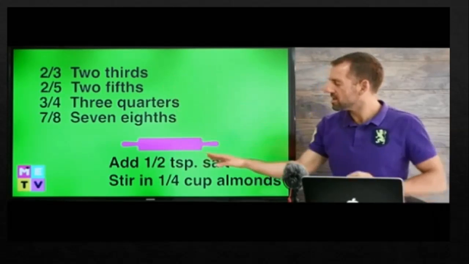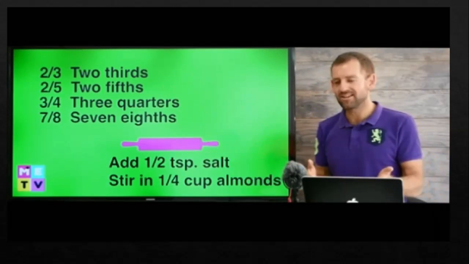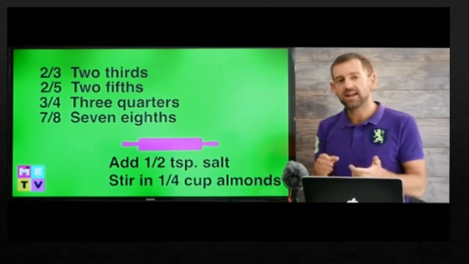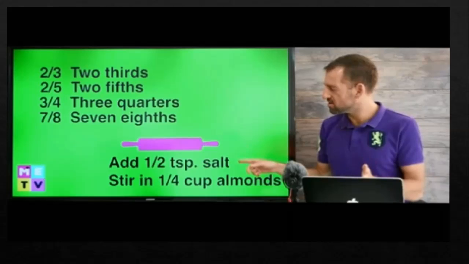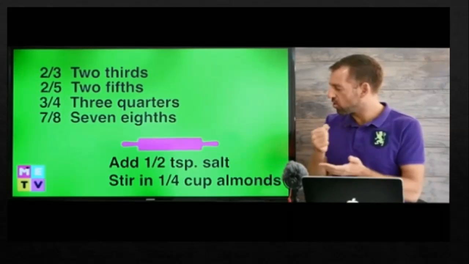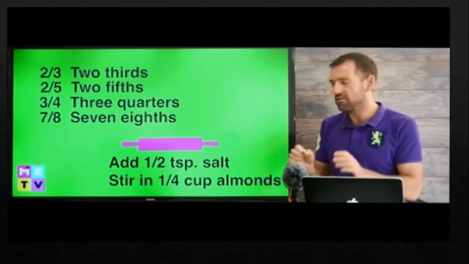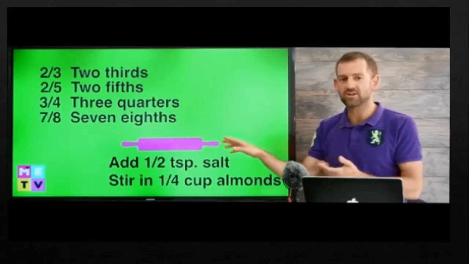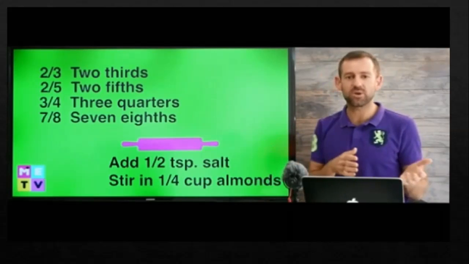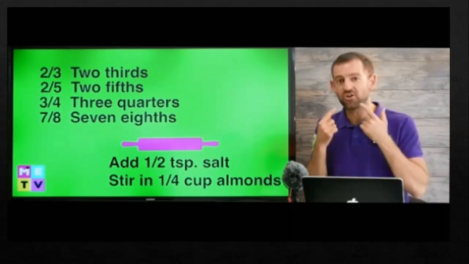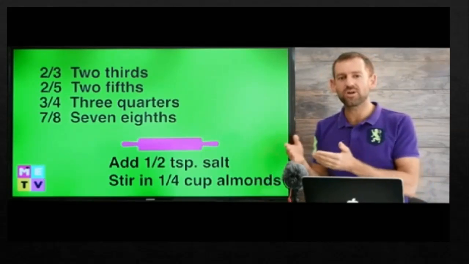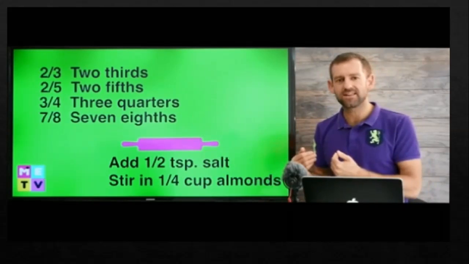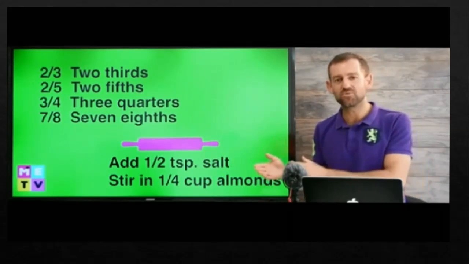2/3. Okay, so let's imagine we're making a recipe. It will probably look something like this. It'll say, add half a teaspoon salt, or stir in a 1/4 cup almonds. Okay, so if you're following a recipe, it's really important to know what these fractions are, and especially if you're cooking with someone else, then you need to know how to say them. Like if you're cooking with a native English speaker and they ask you, how much salt do I need to add? Then you can say, add half a teaspoon salt.